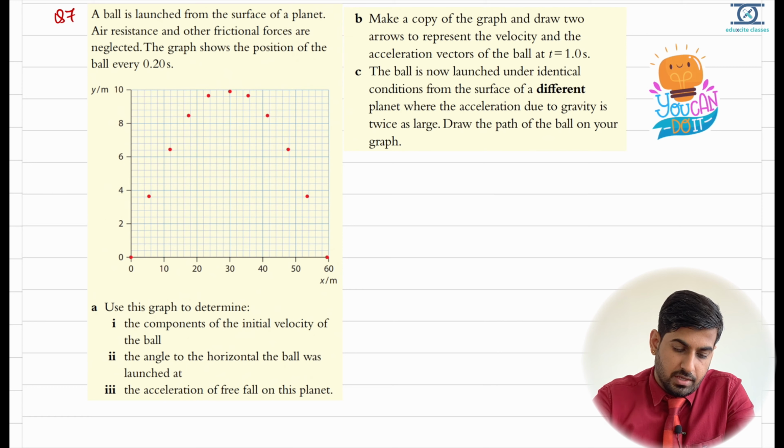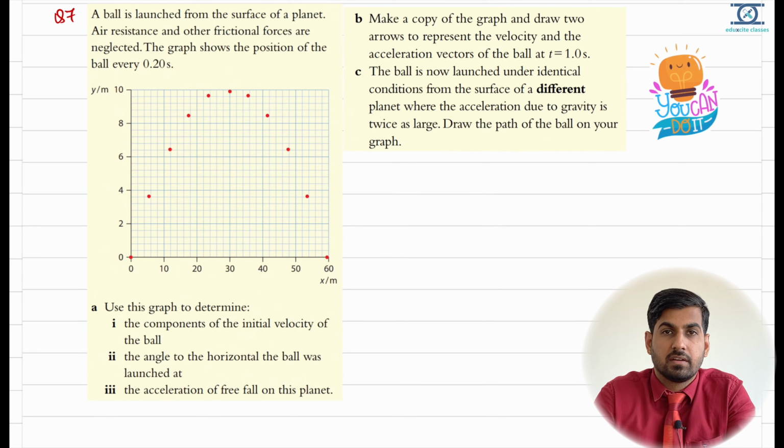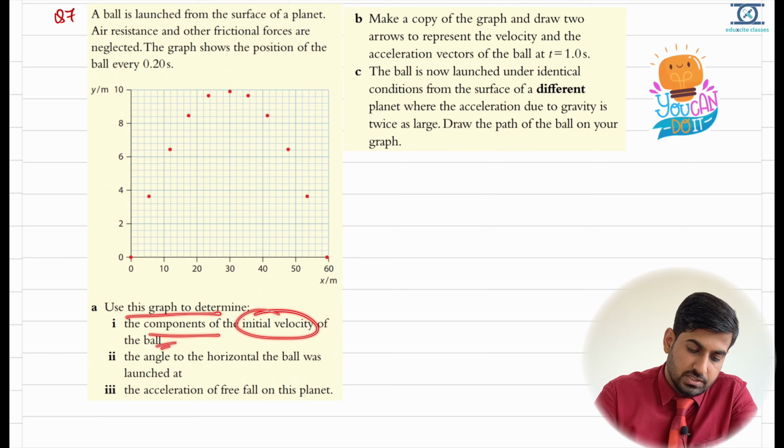Okay, now this is a different type of question. Here the vertical displacement and the horizontal displacement are given, not with respect to time, so do not get confused, but this information is given: these dots are 0.2 second apart from one another. Use the graph to determine the components of the initial velocity of the ball.